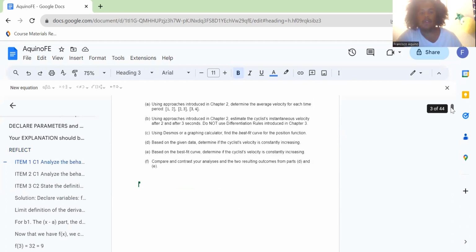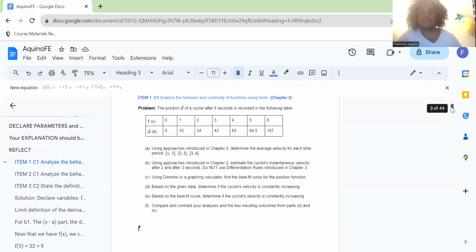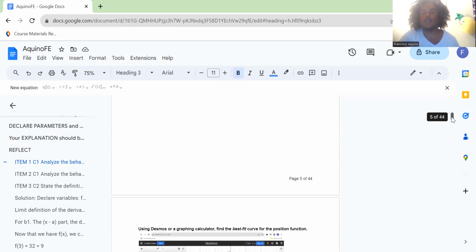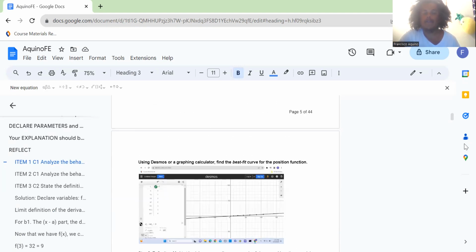Then for part C, it asks for the best fit curve for the position function. The position function would be S of t, or D of t in this case, actually, which we have. So yeah, that would be D of t. Graph the table of values on Desmos. Go down here, you can see that graph.